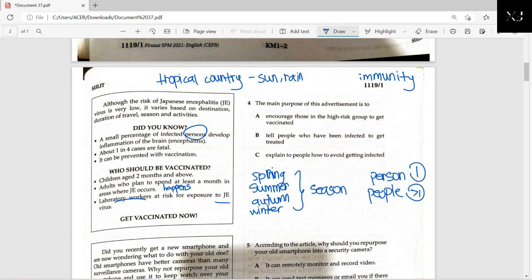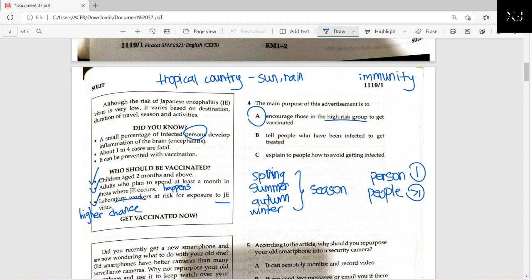Okay, number 4. The main purpose of this advertisement is to encourage those in high risk group to get vaccinated. Did they say who are the people in high risk groups? Not really, right? They just say that who should get vaccinated. No, I'm kidding. Actually, they did say who are the high-risk group, okay? Because they specifically mentioned children aged 2 months and above, adults who spend time somewhere, and then laboratory workers. So these people have a higher chance to get this JE disease, this JE virus. So they are considered as high-risk groups. So the answer is A.